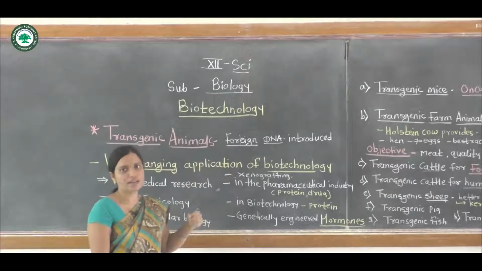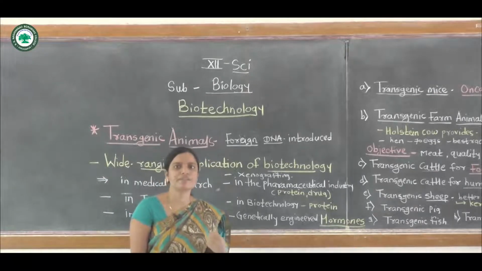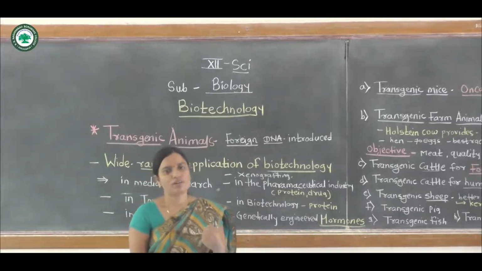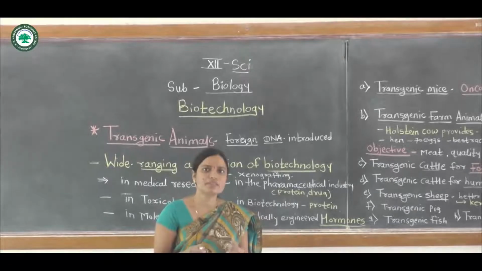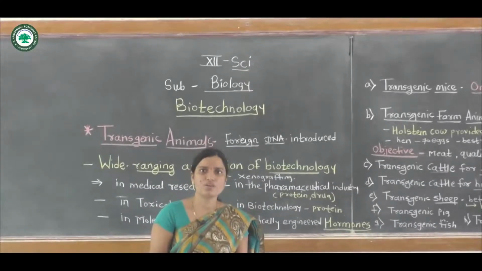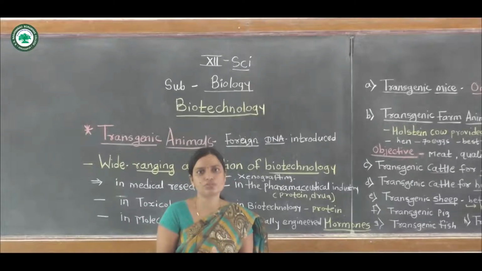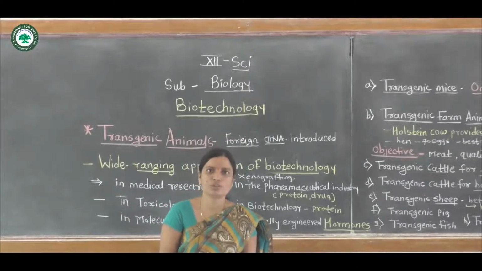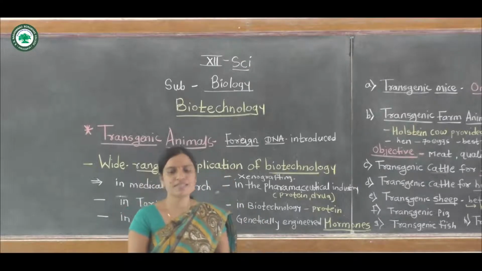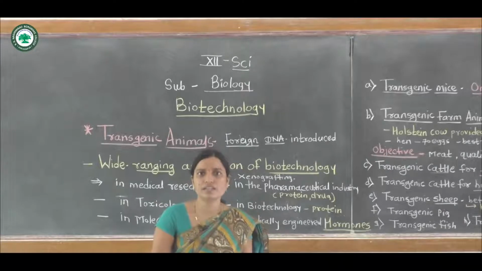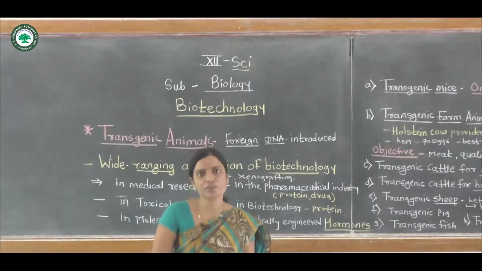Now the transgenic animals include different animals like rats, mice, rabbits, pigs, some birds like hens, and cows. These are some transgenic animals. These animals have been produced through recombinant DNA technology, or rDNA technology, by inserting or manipulating the DNA, that is, manipulating a specific gene inside the animals.